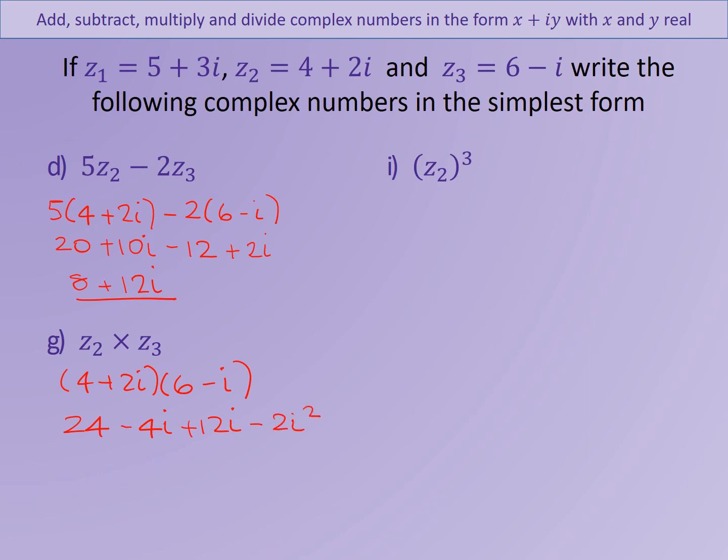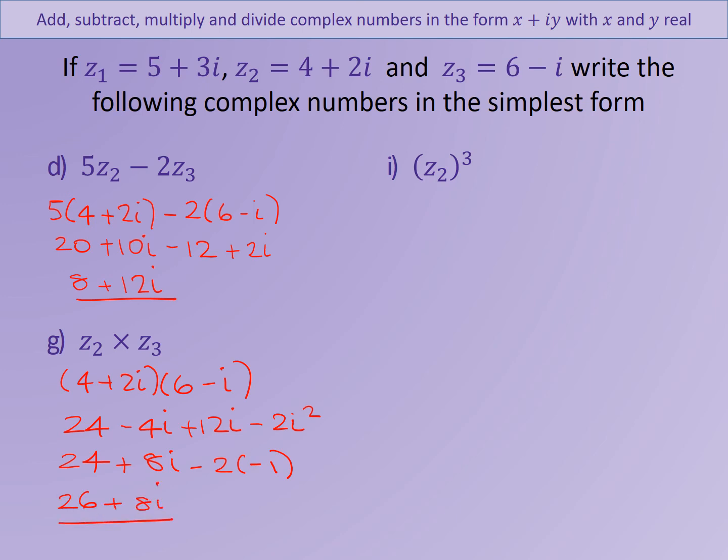I'm going to simplify the middle terms and substitute in minus 1 for i squared. So that gives us 24 plus 8i minus 2 lots of minus 1. Minus 2 times minus 1 is plus 2. That gives us 26 plus 8i.